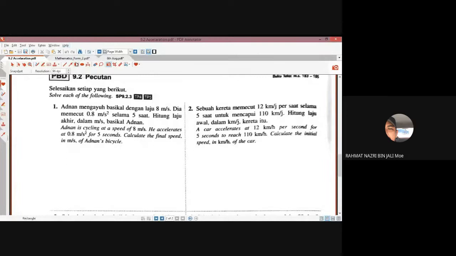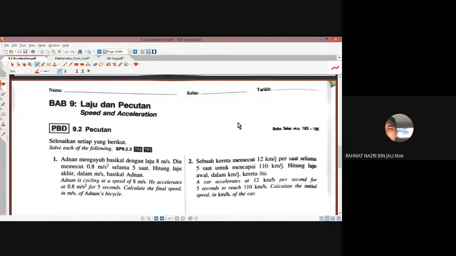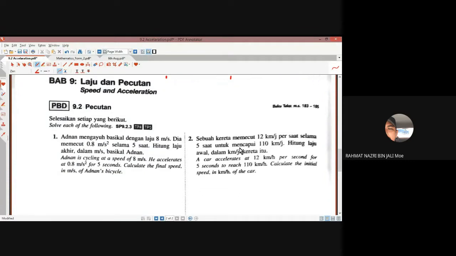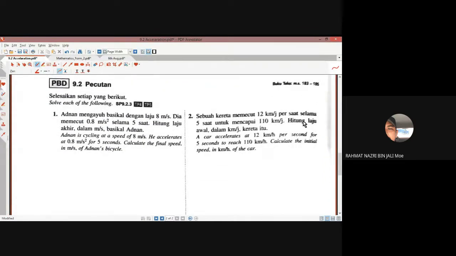Sekarang saya akan share the window workbook. Okay, this is page 86. So write down your name, class, and today is 6. Okay, question number 1. Before that, let me revise.